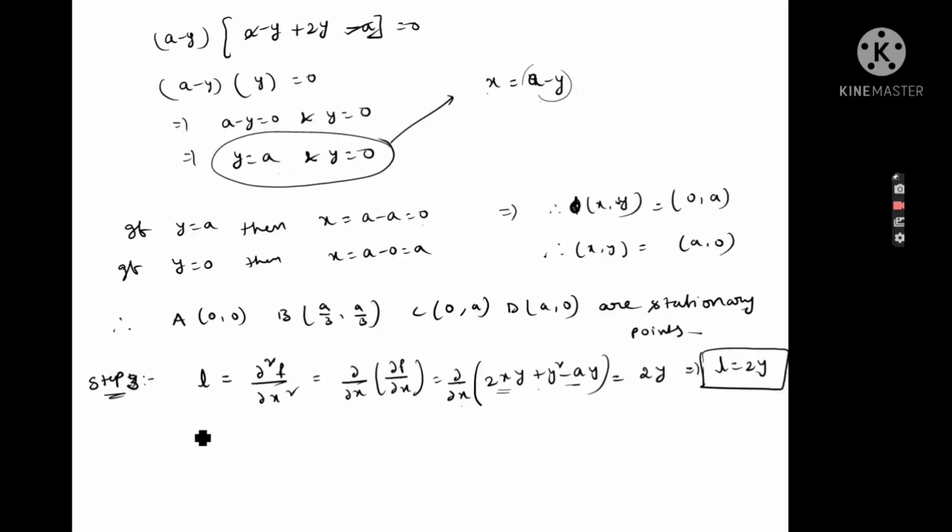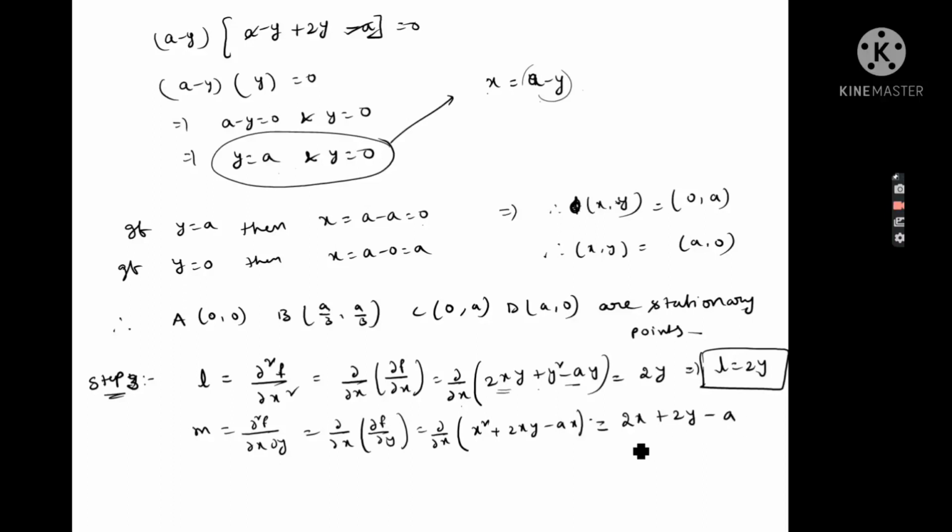Keep in box. Now next, m equals ∂²f/∂x∂y, or ∂/∂x of ∂f/∂y. So that equals ∂/∂x of, what is ∂f/∂y? x square plus 2xy minus ax. This equals 2x plus 2y minus a. So this is the m value. Therefore m equals 2x plus 2y minus a.